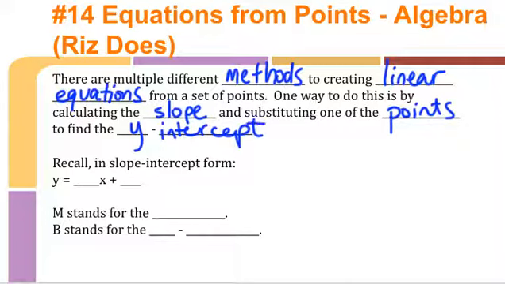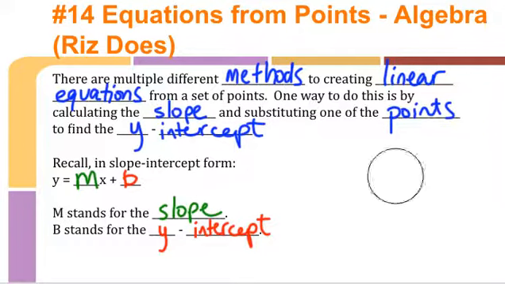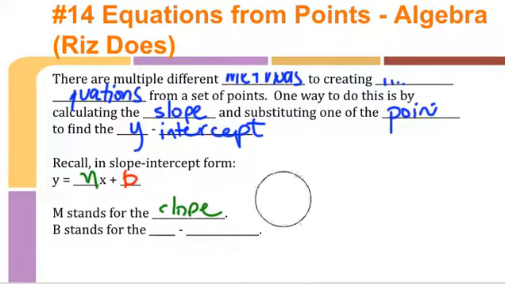Okay, so recall we've taken notes on this before in slope-intercept form. Y equals mx plus b. M stands for the slope, and b stands for the y-intercept. If you're still not sure about identifying those, you want to make sure that you come in for tutoring or come into practice. Okay? So let's get into some examples.